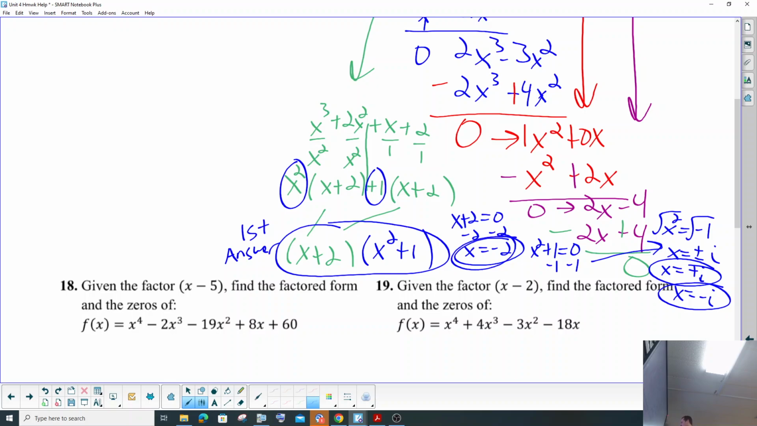So that's the second part. So the second part is our zeros, right? Set them each equal to 0 and solve for x. So that's the first part of our answer. And then this is the second part of our answer. -2, positive i, negative i.